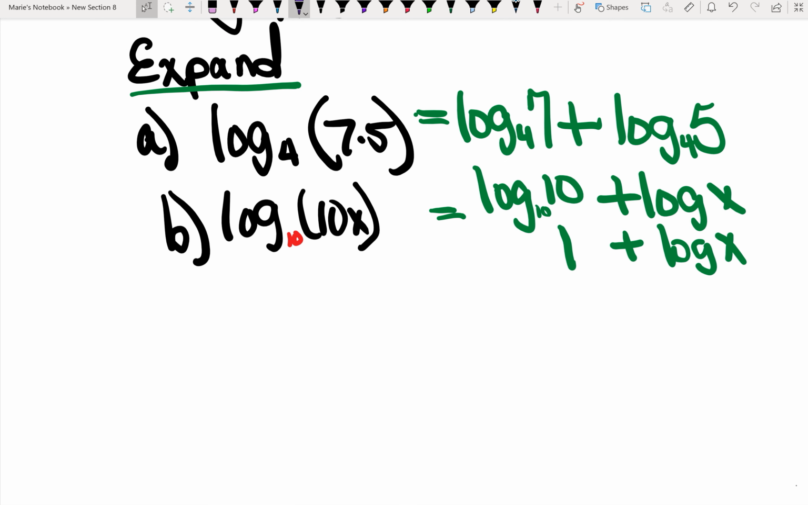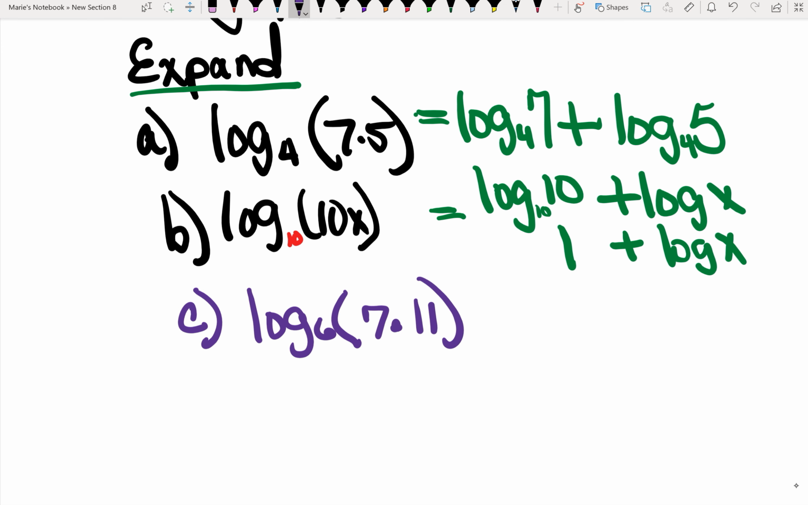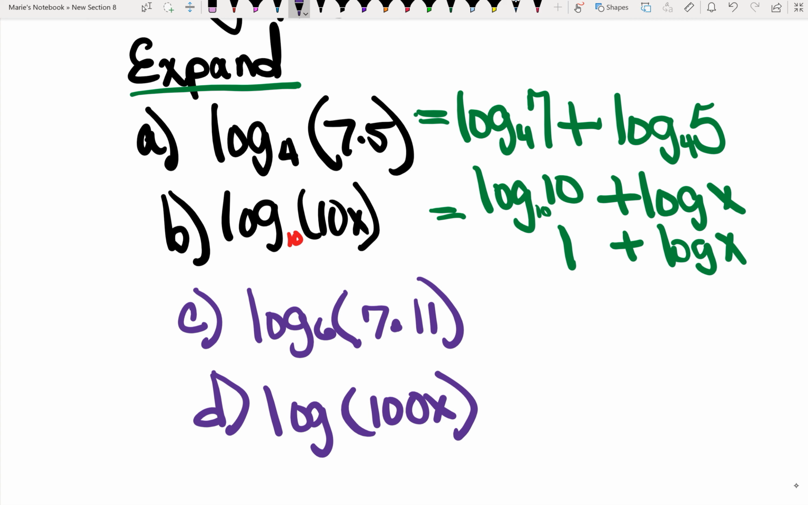Okay, if you wish to try another 2 examples, here's C, I'll call it C, and I want you to do log base 6 of 7 times 11. All right, we try that one, and then we can also try for D, another trial. We could do log of 100x. I'll give you a minute.